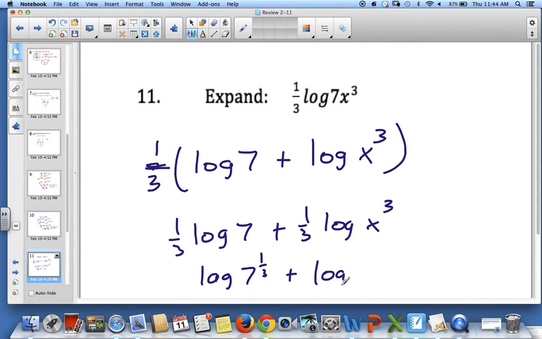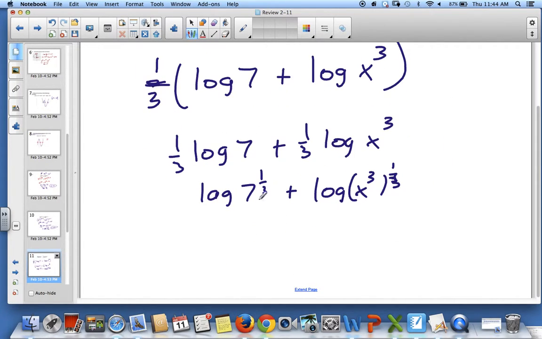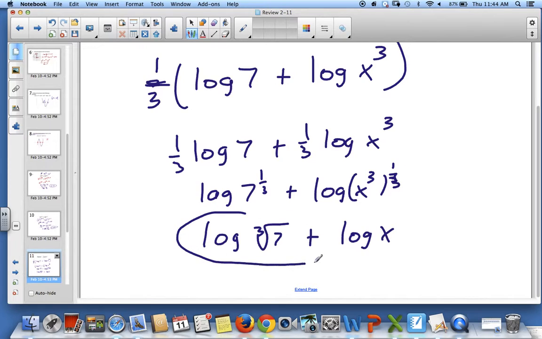Plus log x cubed to the 1/3 power. And now, let's move that up a little bit. Now the final thing would probably be written like this: log cube root of 7, that's the 1/3 power, plus log, now remember to multiply the exponents. 3 times 1/3 is just x, so this is what the answer would look like as best as we can.